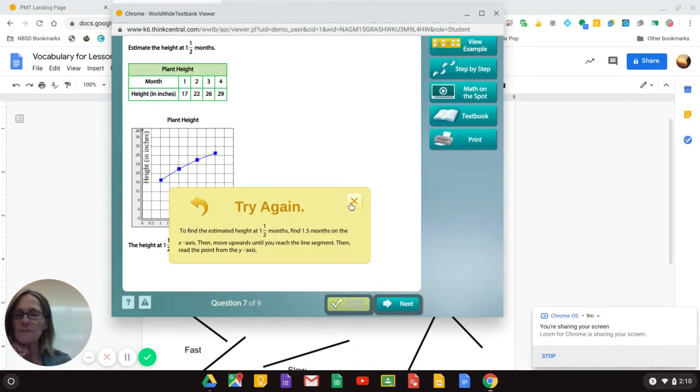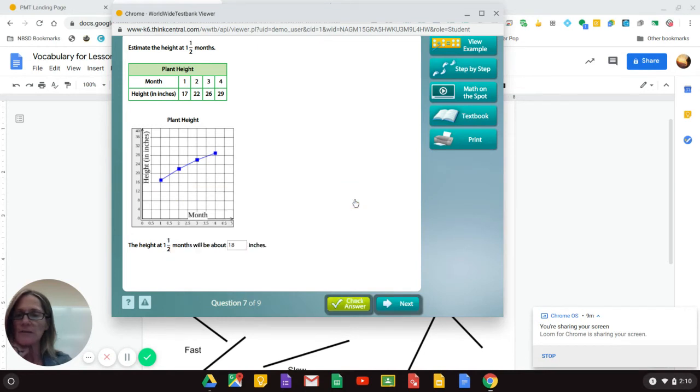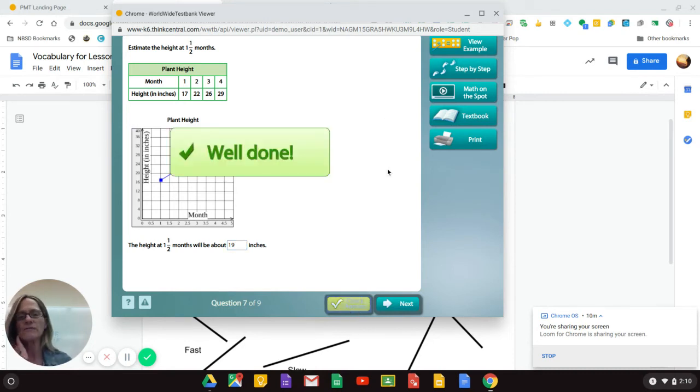Oh, it doesn't like that. To find the estimate, find 1.5 months on the x-axis. Then move upwards until you reach the segment. Okay, so I found 1.5 months. Maybe it's closer to 19, you guys. Let's give 19 a chance. There we go. We were just one off. Pretty close.